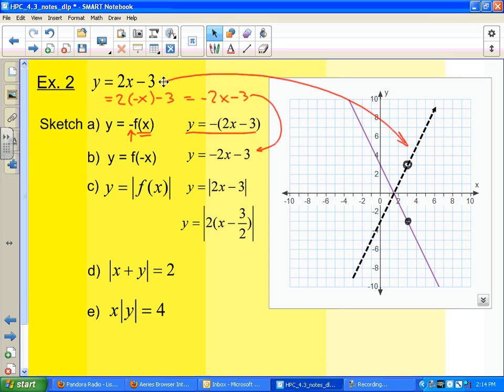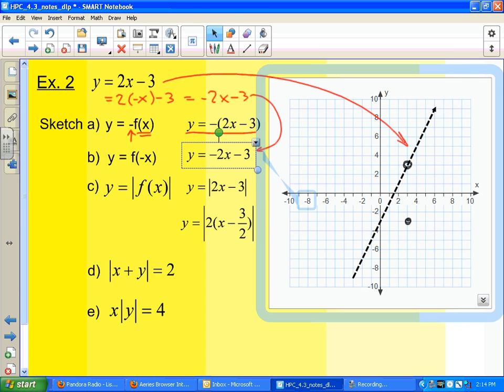All right, this next one. Let's get rid of that guy. Hey now. Didn't I just get rid of you? There we go. Here's the next one. This is now reflecting over the y-axis.